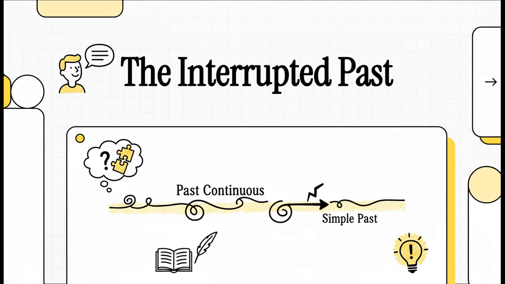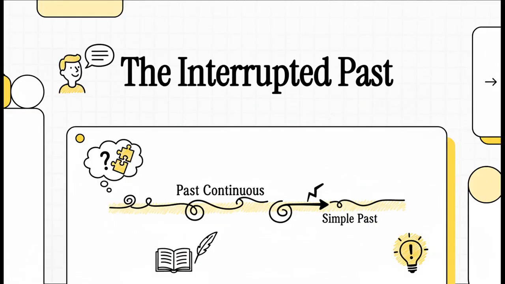Hey there, you know that feeling when you're trying to tell a story about something that happened in the past, but it gets kind of clunky, especially when one thing interrupts another? Well, today we are going to solve that exact grammar puzzle. And trust me, once you get this, your storytelling is going to get a whole lot better.